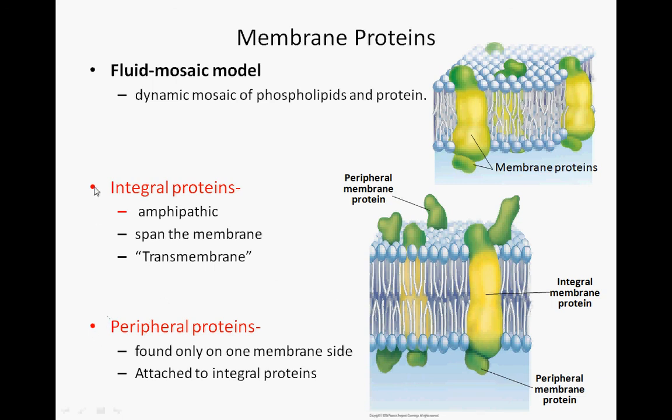In addition to integral or transmembrane proteins, you can have peripheral membrane proteins. These do not span the membrane. They're found on one side or the other, and they're attached to integral membrane proteins. So this peripheral protein right here that's facing the inside of the cell, if this protein were not sitting here, this peripheral membrane protein would not be interacting with the membrane. Neither would this one that's facing the outside.